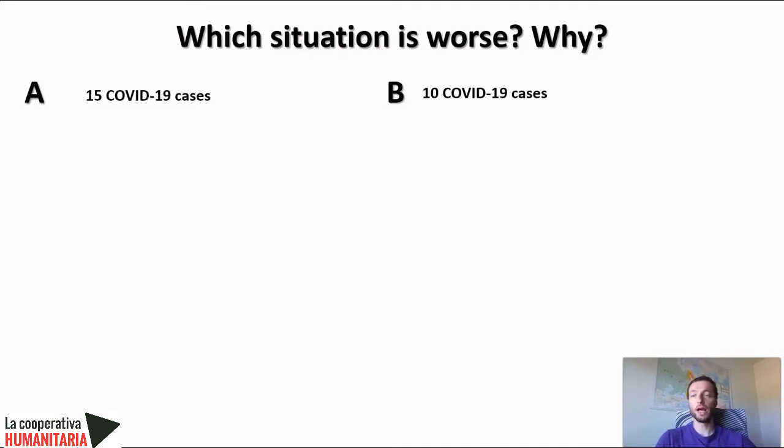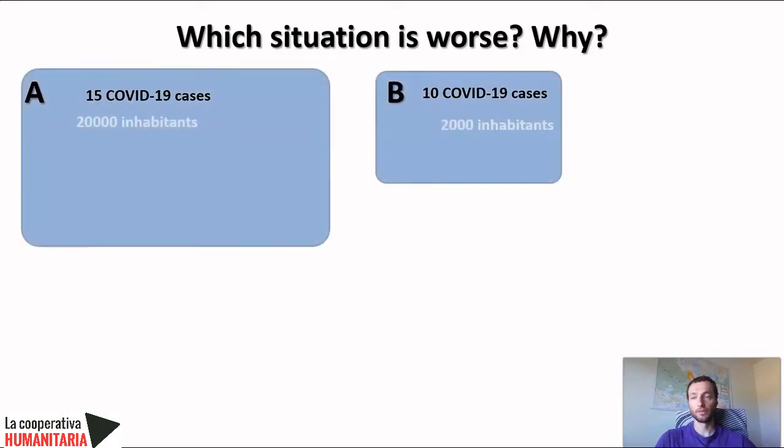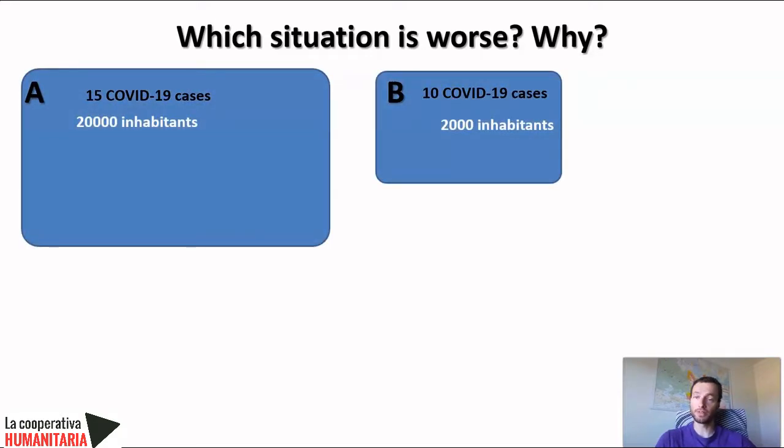So let's imagine we add now more information. Why not add the population? Perhaps it can help us. Which is the worst situation now, A or B? What would you say? We have 20,000 people in A with 15 cases and 2,000 people in B. The total population in B is 2,000. Out of these 2,000, only 10 people had COVID. Which is the worst? Can you answer now? Good, you answered already.